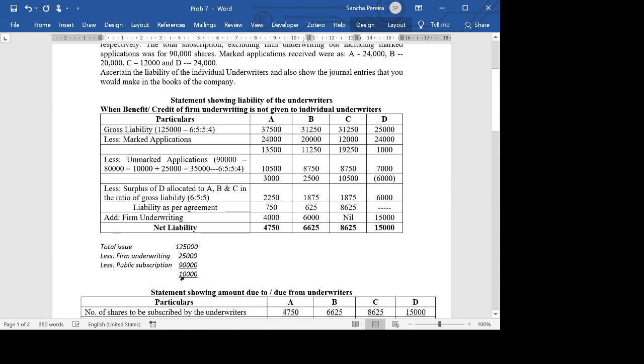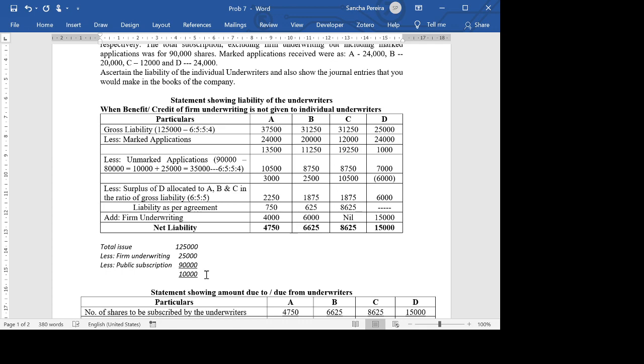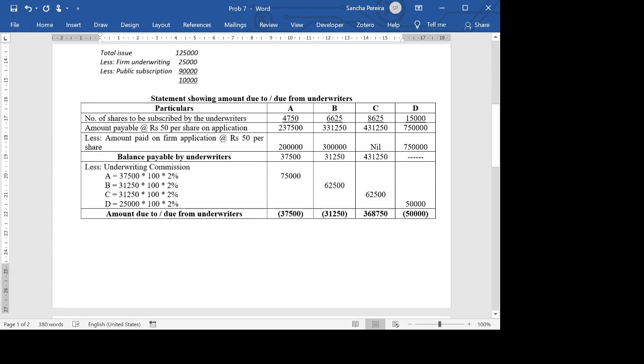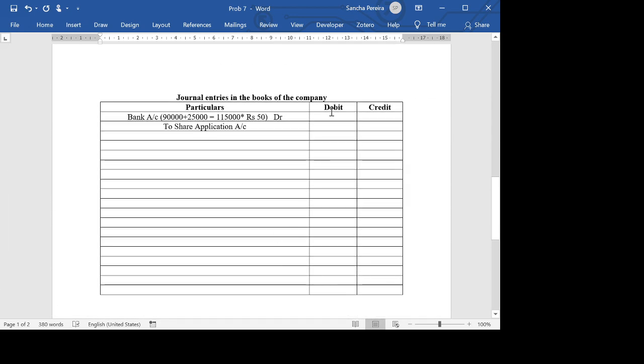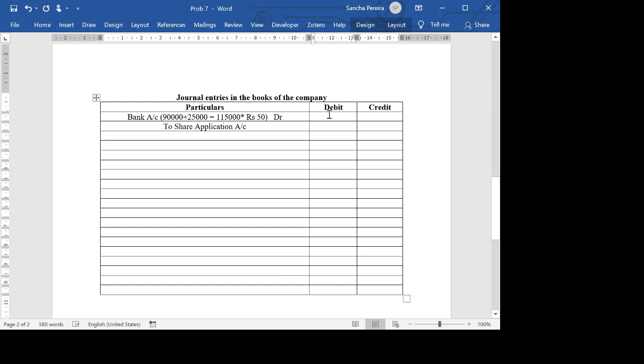These shares, 10,000. This 10,000 did not come with the application. This 10,000 was allotted later, that we are going to show a little later. So what I'm going to say, the total here comes to 57 lakhs 50,000.